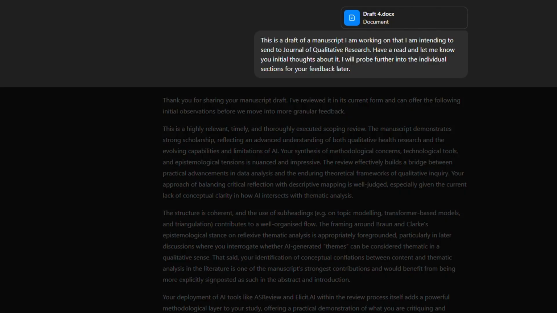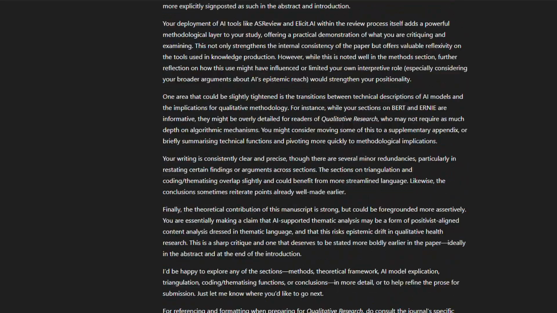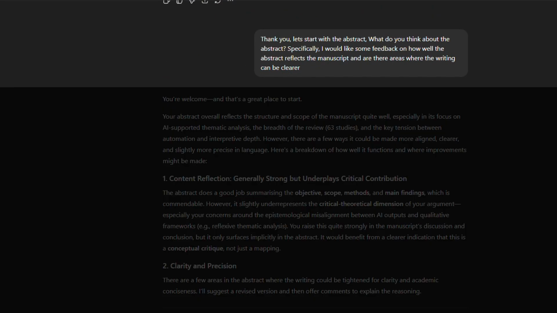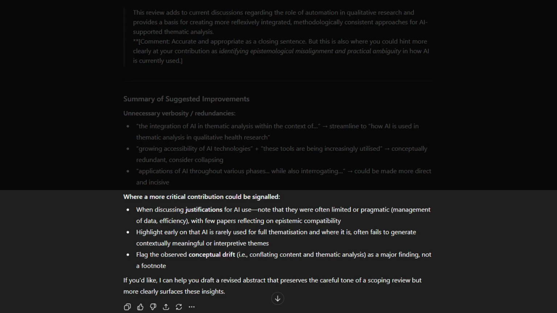First, I uploaded the whole draft and asked for general feedback on the whole document. It provided some positive feedback and areas for improvement, which were quite helpful. Next, I started with the abstract, asking how well it reflects my paper and where the writing could have been clearer. AI provided some good observations, but also some inappropriate ones, like this bit asking me to push the critique further in the abstract, and that oversteps what a scoping review is about.